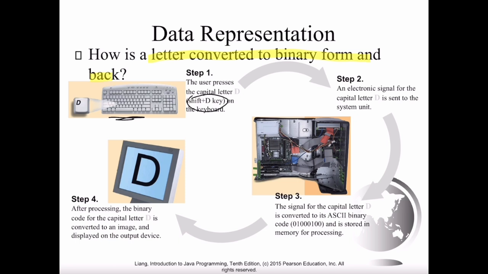Using the sensors, the electronic signals for the capital D are sent to the system unit. Next, in the third step, when it's presented on the screen, it will be taken from the memory and converted into an image to be displayed. It will display using black colored pixels on your screen.